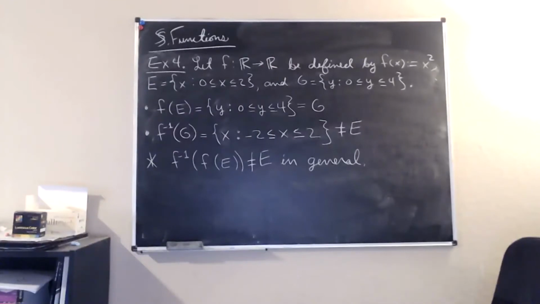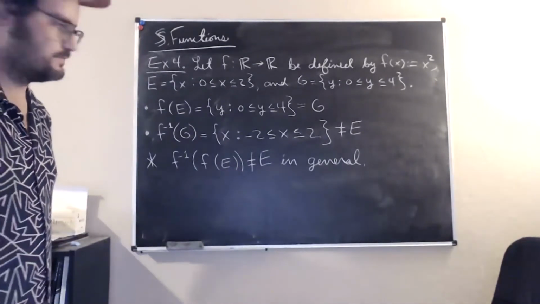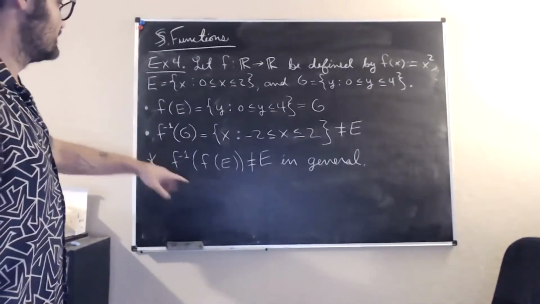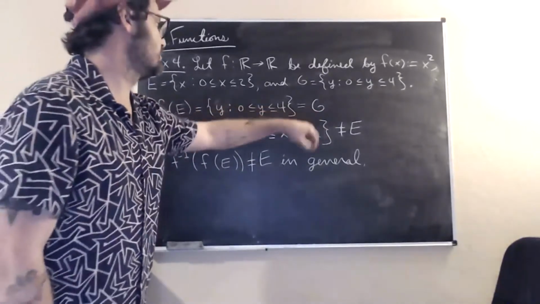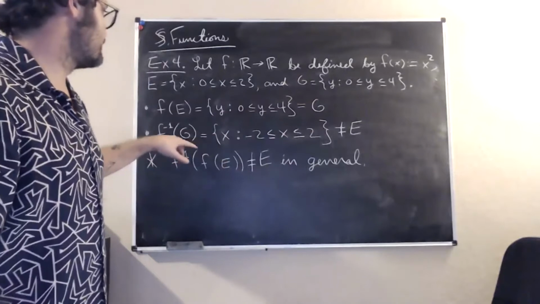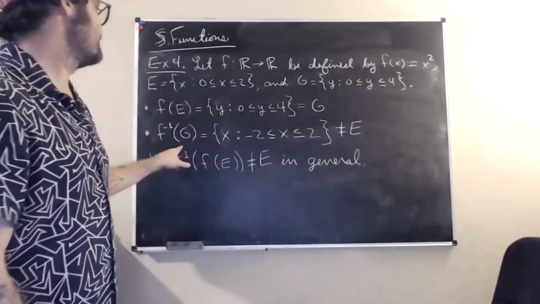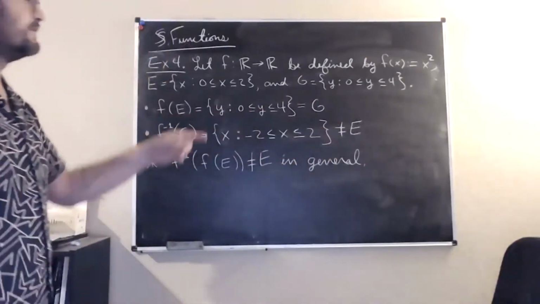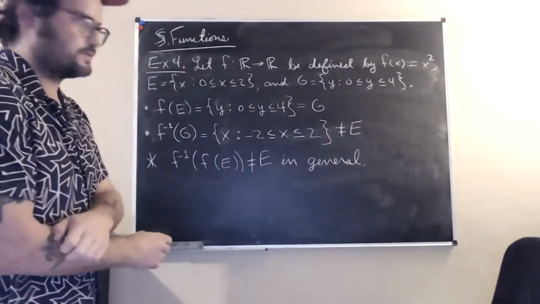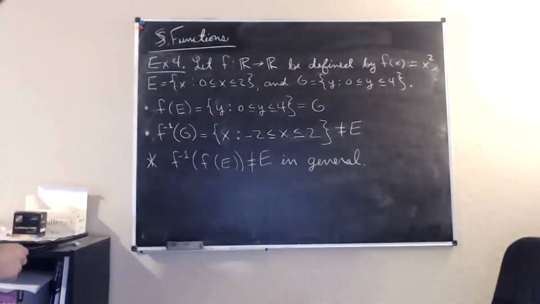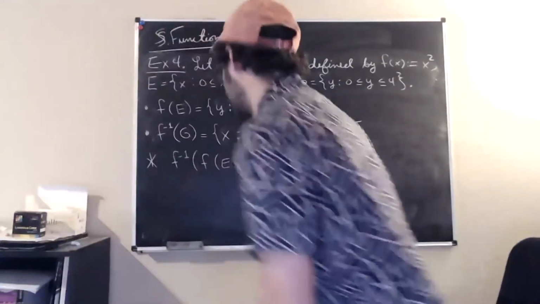You'll see that, right? We applied f, so f of E is actually equal to G, right? The direct image of E is equal to G. But if we look at the inverse image of G, it doesn't equal the set E that we started at. There's more possibilities. And if you looked at the graph of this, you'd see that, right?